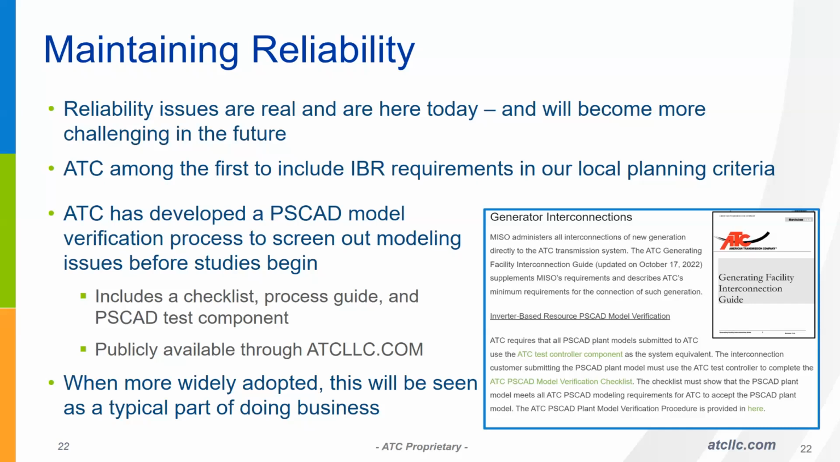What we've done at ATC is a number of things. We've implemented IBR requirements into our local planning criteria. So our local planning criteria go above and beyond the NERC TPL standards in a number of ways. We treat our 69 kV system in large part as if it were bulk electric system assets in many ways in terms of system reliability for our customers. And we treat IBRs more like we anticipate they will be treated within the entire industry in the coming years, based on the recommendations that came out of the Odessa disturbance reports.